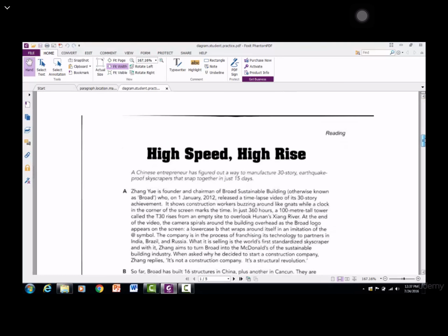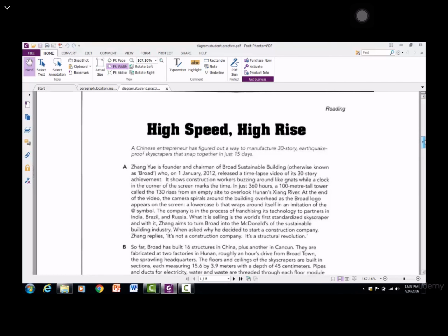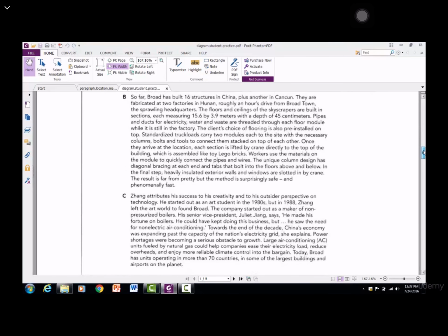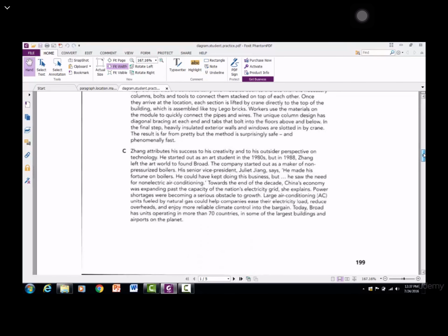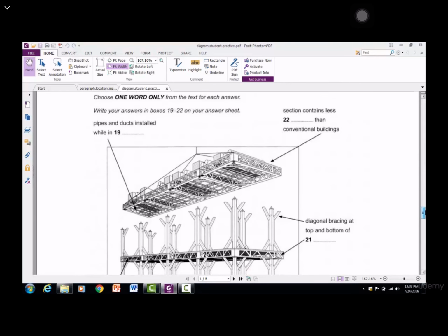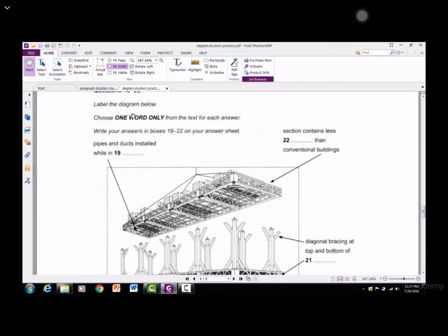All right, so let's take a look at this test here. It's called high speed, high rise. So let's go ahead and work on the diagram question. All right, so here we have a diagram. It's important to look at the directions where it says choose one word only from the text for each answer. All right, and basically it says label the diagram below.